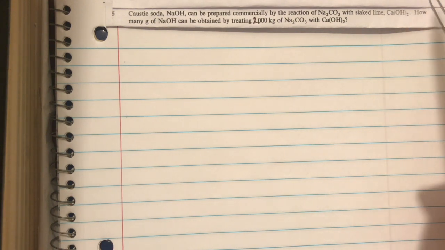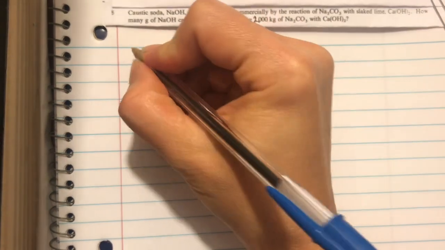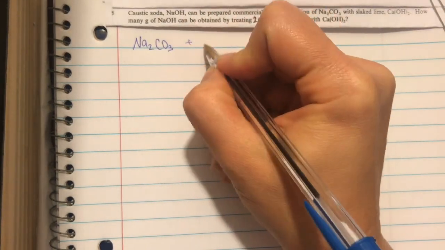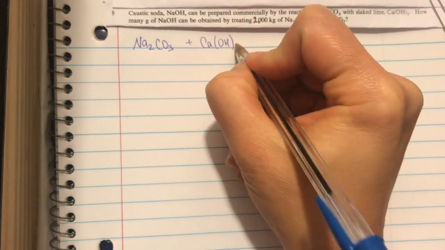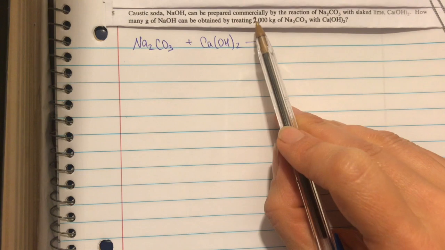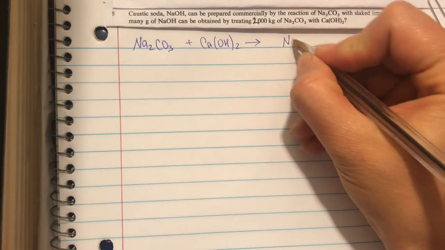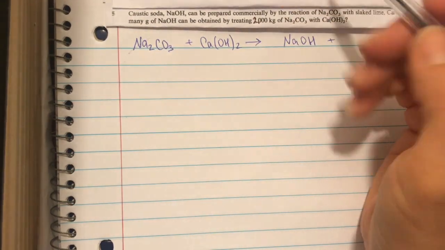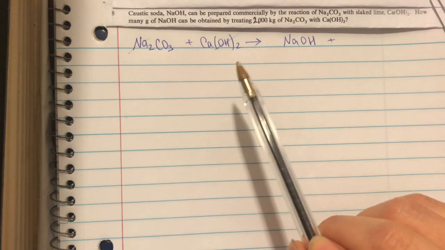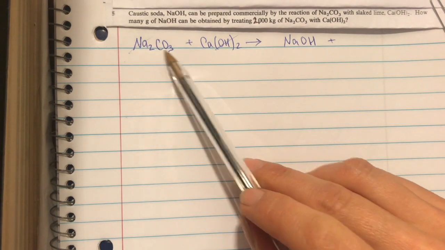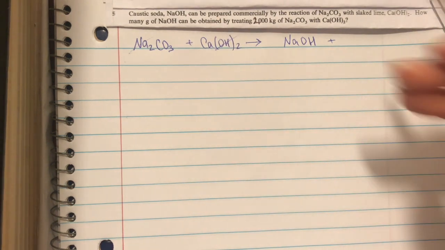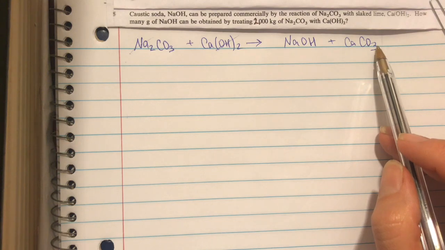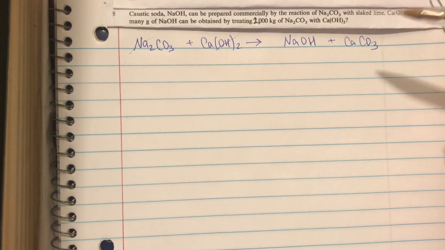So we know that there are reactants, which is Na2CO3 and Ca(OH)2. Those are the reactants. And we know that one of the products is NaOH, caustic soda. But then if we used up the sodium and we used up the hydroxide, we're left with other two ions, which is calcium and CO3, which is calcium carbonate. Okay, so now we need to make sure that it's balanced.